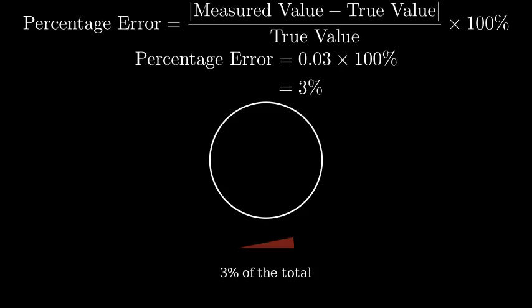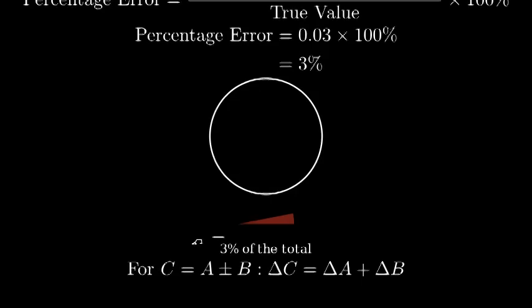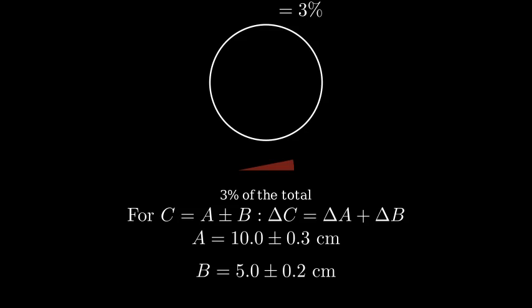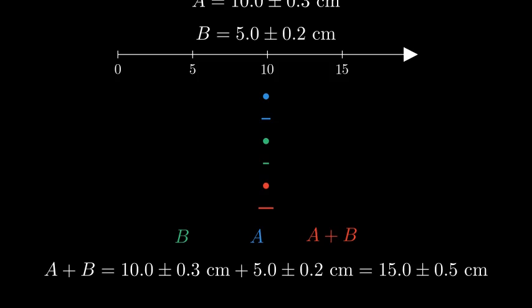Now, let's look at how uncertainties propagate in different arithmetic operations. When we add or subtract measurements with uncertainties, the absolute errors add up. For example, if we have a measurement of A equals 10.0 plus or minus 0.3 centimeters and B equals 5.0 plus or minus 0.2 centimeters, then for addition, A plus B equals 15.0 plus or minus 0.5 centimeters. The uncertainty in the result is the sum of the individual uncertainties.